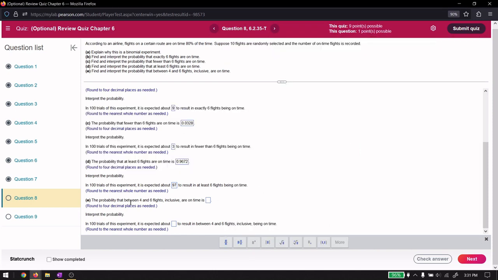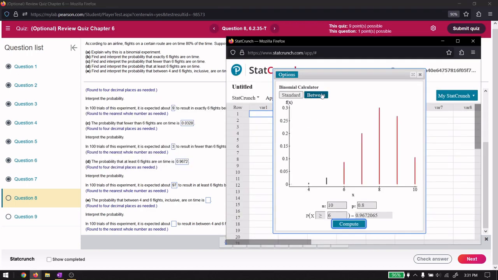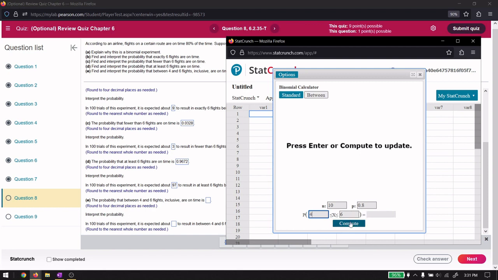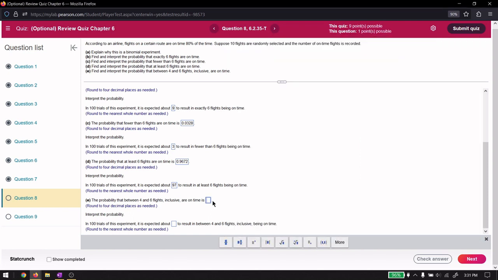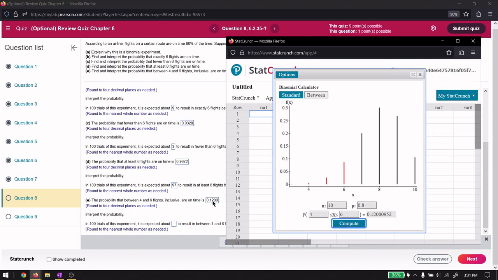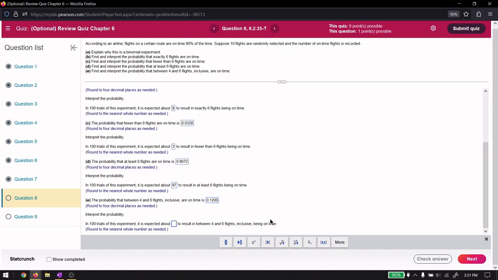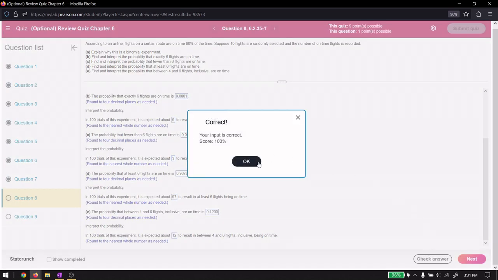And finally, probability that it's between 4 and 6 flights. Well, between, we're going to use this between button. Actually, between 4 and 6 flights. Again, N and P are still the same. Now we get 0.1200. Multiply that by 100 and we get 12. All right, let's check the answer. And there we go.